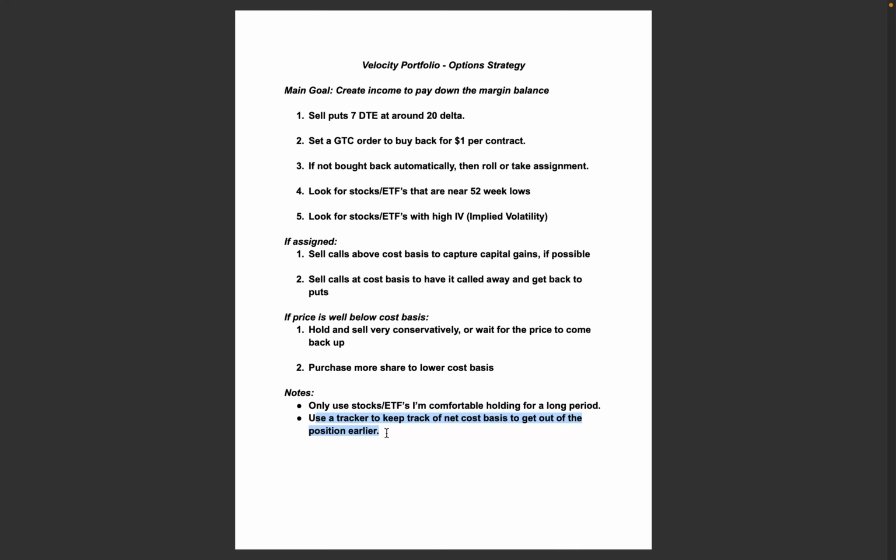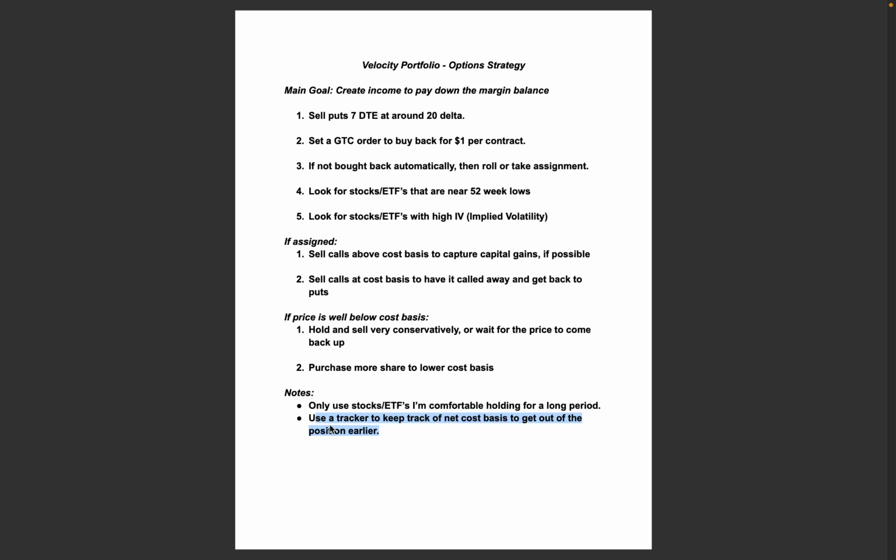So I use a tracker to keep track of my net cost basis to get out of a position earlier if need be. So I sell puts, and if I go back and look at the puts I've sold, I can take the premium. If I really want to get out of a position, I can take the premium that I've generated from that for however much time I want. It could be weeks or months. Say I generated $200 in premium from selling puts. I can use that to lower my cost basis for my now assigned position and sell calls at that number rather than the original strike, just to get out of the position at a break even.